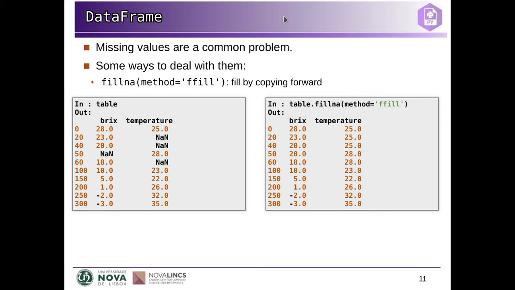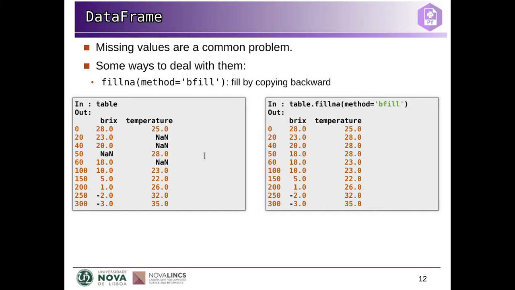We can do it in the reverse, we can copy backwards if we use the bfill. So this is the fillna method, to fill cells that have missing values, but we can select in the method whether to fill forward if it's ffill, or to fill backwards with bfill.